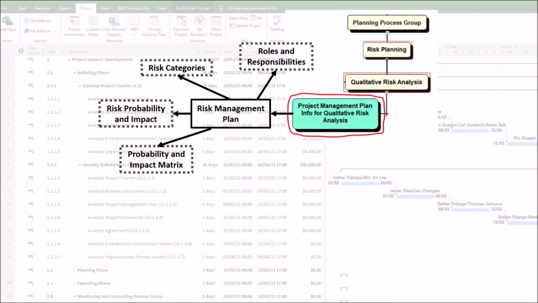The two axes of the matrix. The matrix is built on two axes. Y-axis or rows: this axis represents probability or likelihood. It measures the probability of a risk event occurring. In this case, the scales can be descriptive, numerical, or a combination of both.